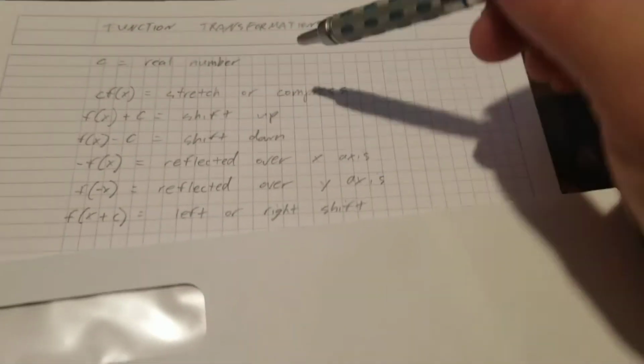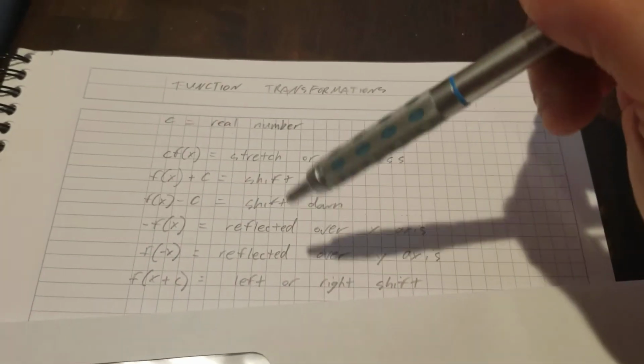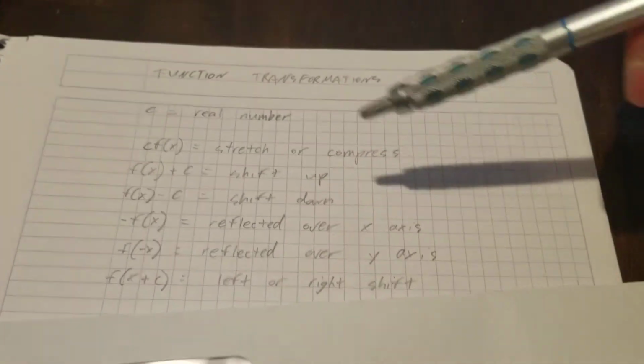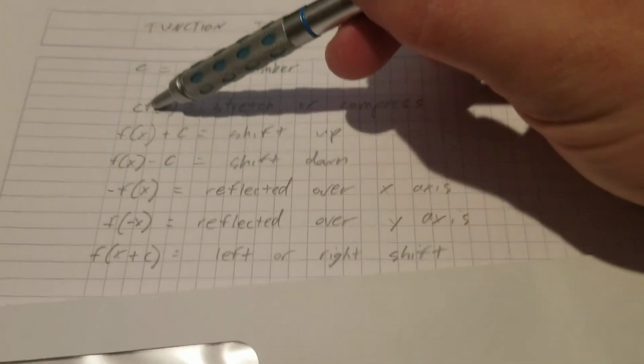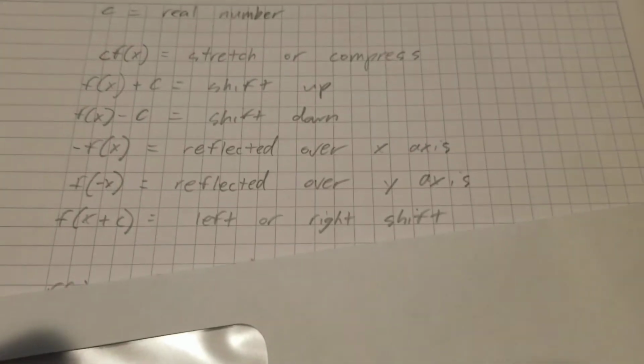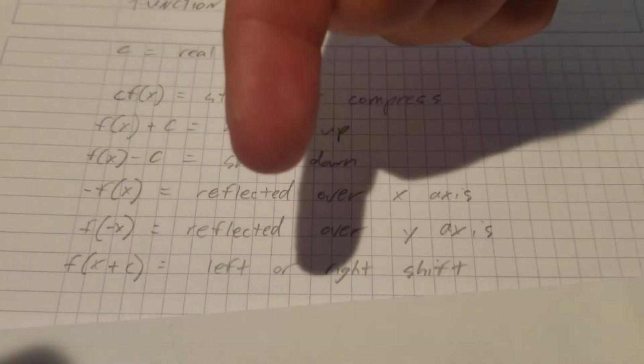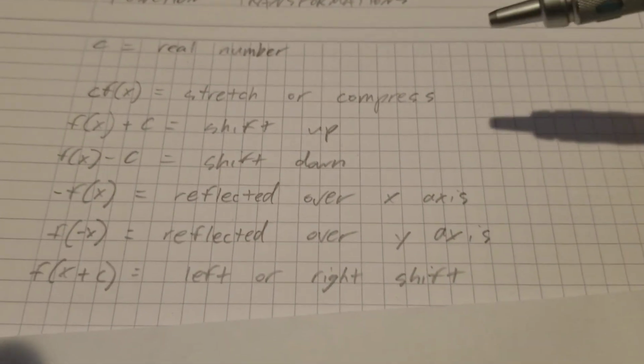So I got some examples here. If we think of C as any real number, these are some different examples of how you can shift and transform a function. If you've got f of x and you multiply it by any real number, you're going to shrink it or expand it. And then if you add or subtract, adding shifts it up, and subtracting shifts it down. I'll show you some examples.